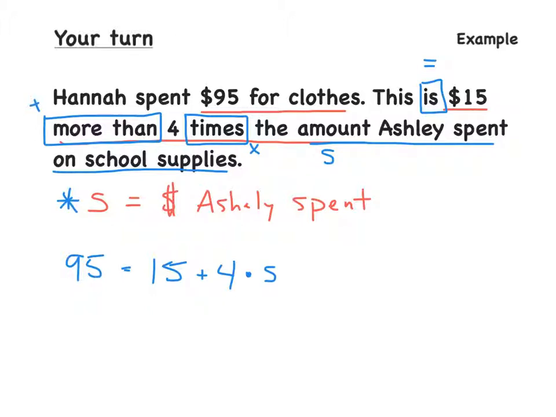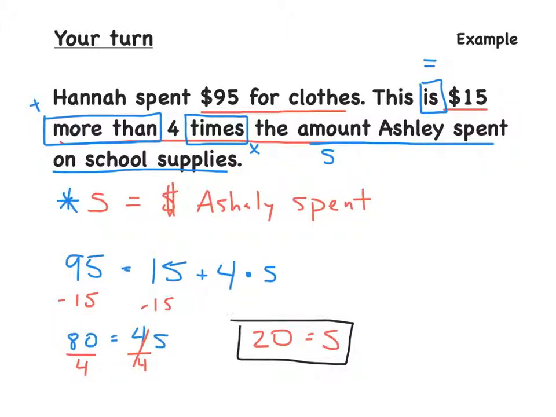If we want to solve for S, all that we would have to do is subtract $15 from 95, which is 80, and all that we have left is 4 times S. Then we would divide by 4, divide by 4. So 80 divided by 4 is equal to 20. So S is equal to $20. So Ashley spent $20 while Hannah spent $95. This is the important information that I just want to focus on now.